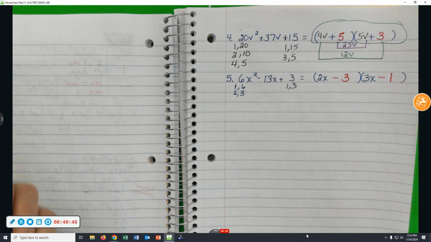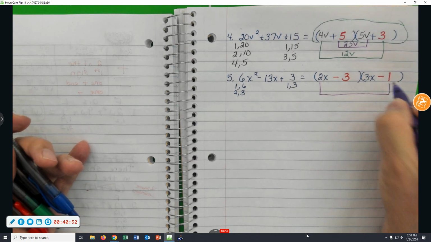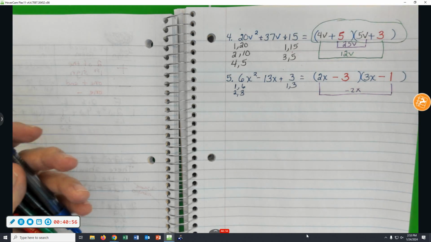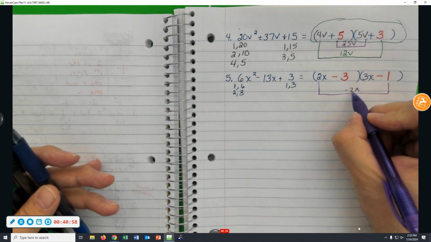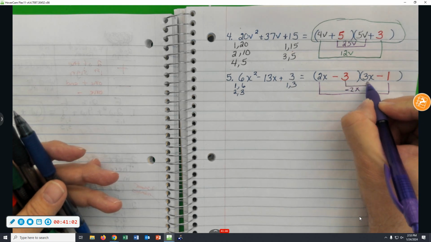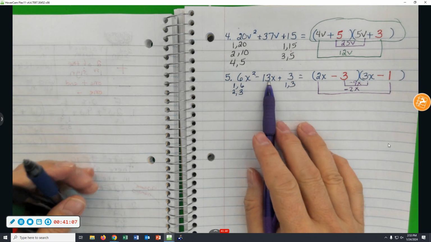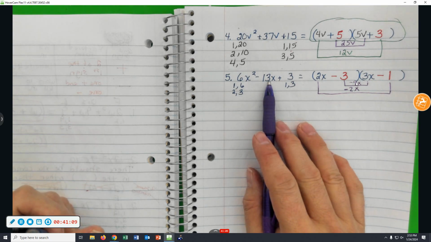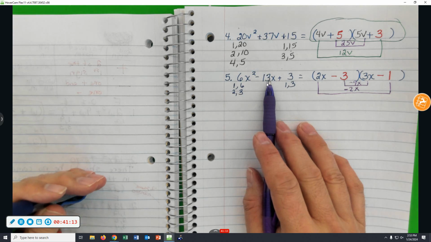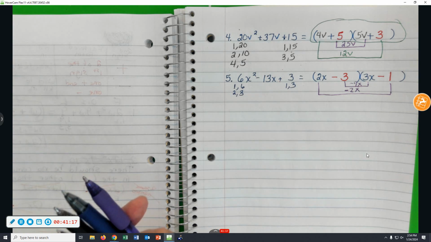Positive 3. So let's see. All you've got to check is the outer and the inner. This is a negative 2x. It's hard to see that negative. Negative 2x and a negative 9x. Do those combine together to give me a negative 13x? Negative 2 plus negative 9 is negative 11. Close, but that's not it. So what do I do?